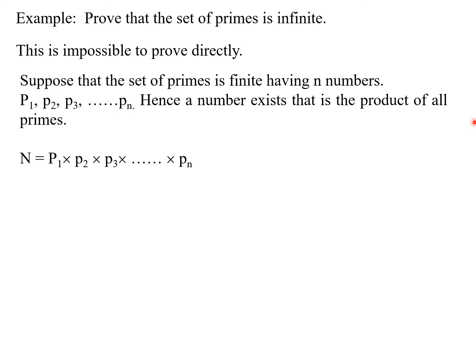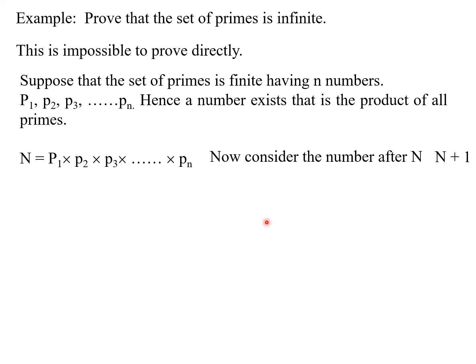So in this case, I wrote, suppose the set of primes is finite, having n numbers. For example, it will be P1, P2, P3 up to Pn. We don't know what n is, right? Hence a number exists that is the product of all the primes. So a product of prime numbers will obviously be P1 times P2 up to Pn. It's a product, so it's a multiple.